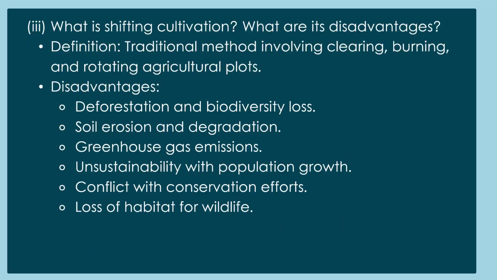What is shifting cultivation? What are its disadvantages? Definition: traditional method involving clearing, burning, and rotating agricultural plots. Then disadvantages are deforestation and biodiversity loss, soil erosion and degradation, greenhouse gas emissions, unsustainability with population growth, conflict with conservation efforts, and loss of habitat for wildlife.